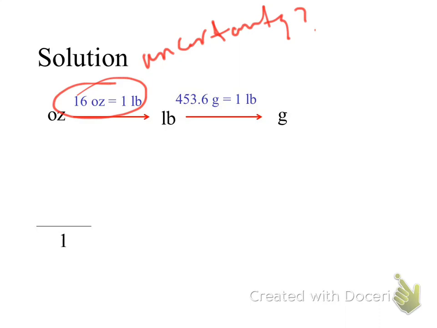Why is there no uncertainty? Because that's how the English folks, us, set it up: that's how many ounces are in a pound. That's by definition. Is there any uncertainty here? Yes.